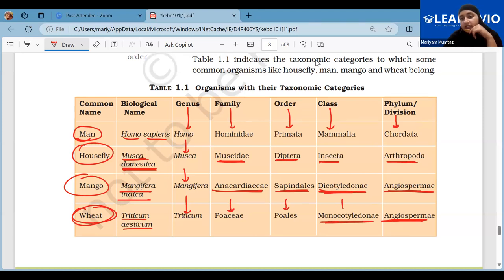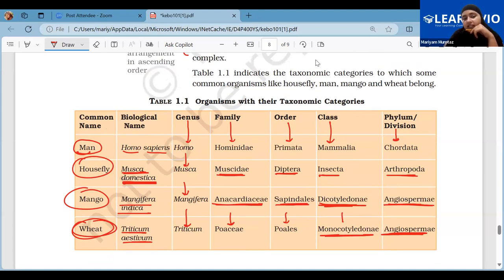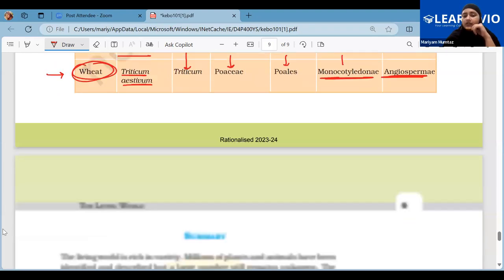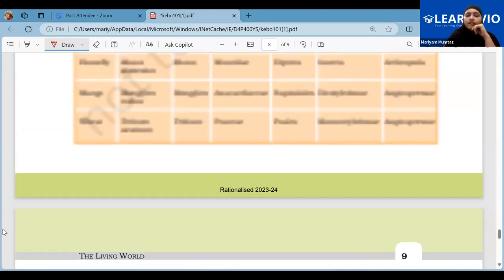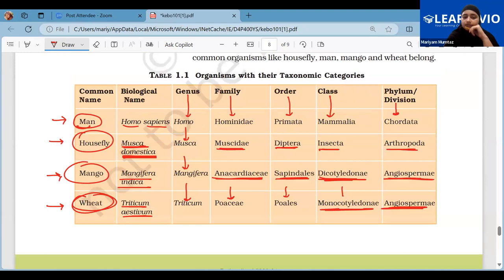Now talking about the kingdom, they have not mentioned the kingdom. So tell me, what kingdom would man belong to? Kingdom Animalia or Kingdom Plantae? Animalia. Very good. What about housefly? Animalia. What about mango? Plantae. And what about wheat? Plantae. Correct. Now see, this chapter is over. This is the introductory chapter, and this has been over. Now tell me, do you people have any doubts?